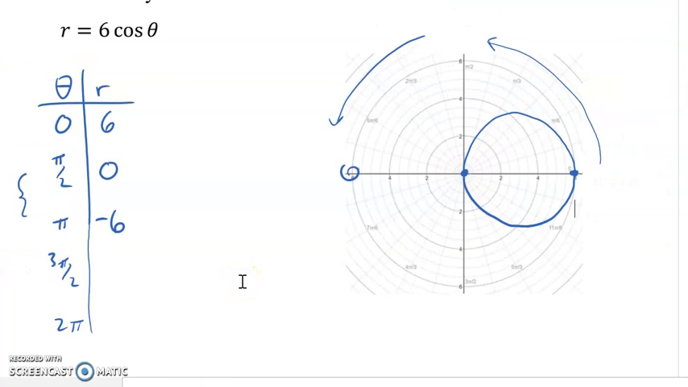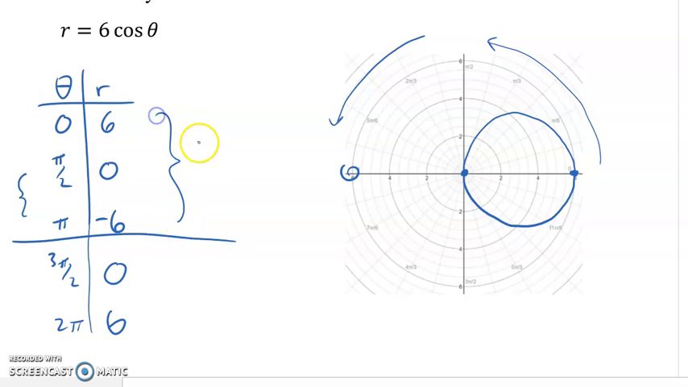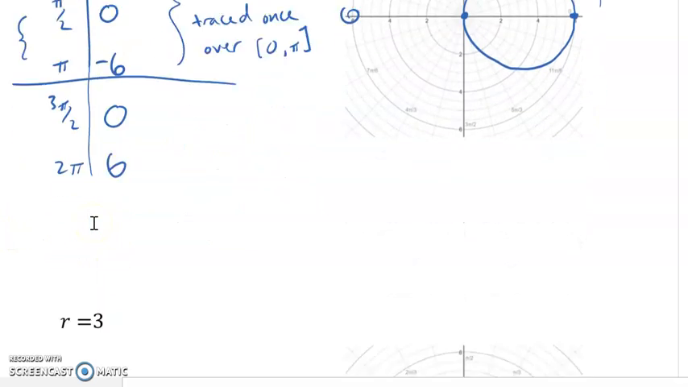So we don't really need to go to 3 pi over 2 and then back to 2 pi. That's unneeded. The circle is traced once over the interval 0 to pi. Again, that's going to be a useful thing to know when we're dealing with the calculus side of things. All right, so let's try another one.